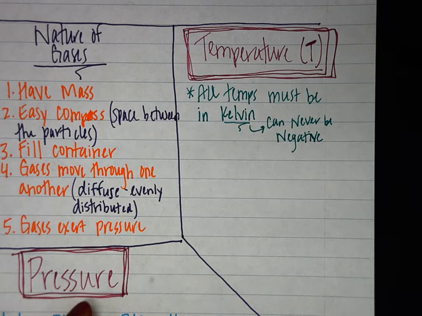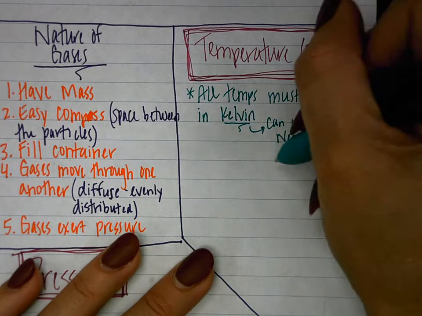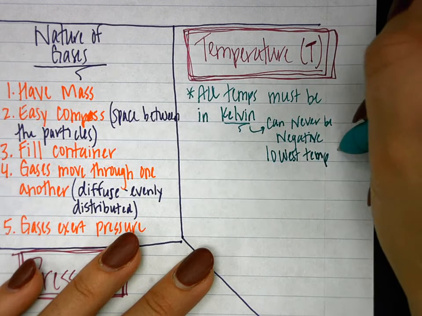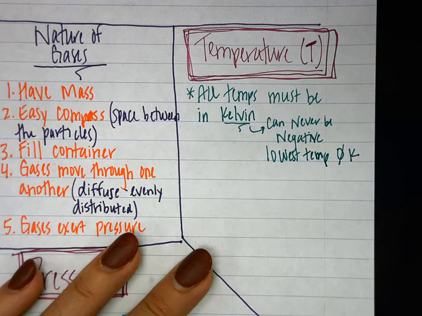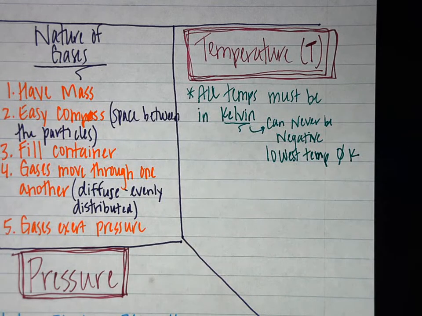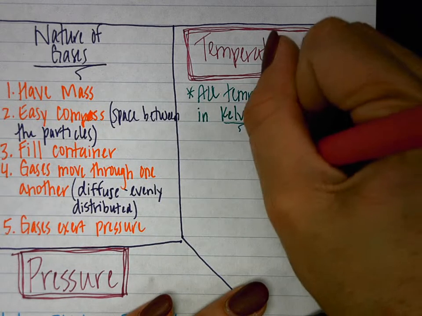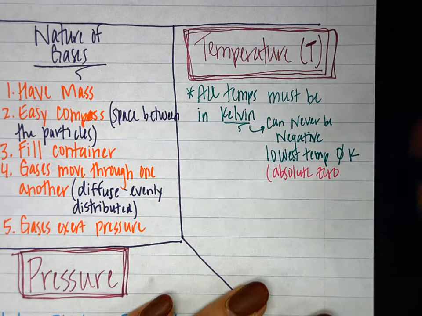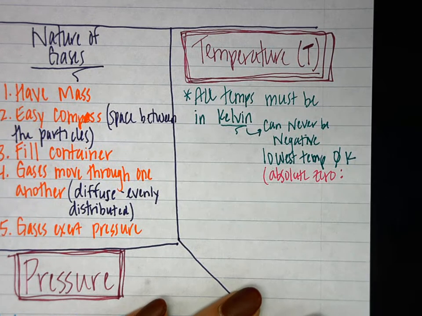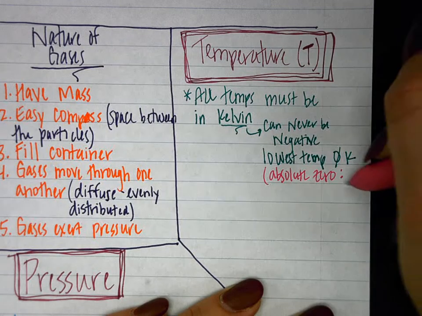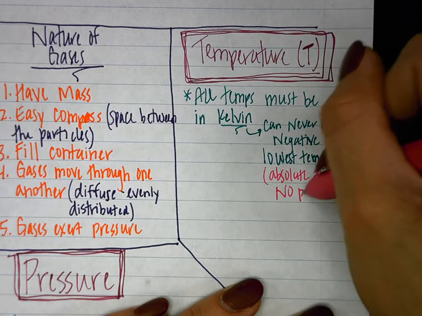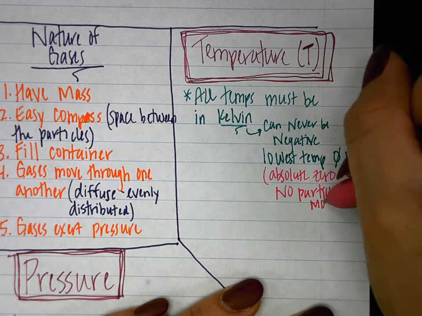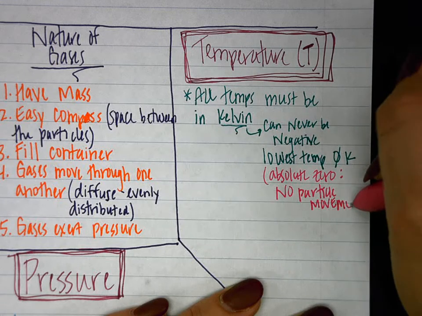Okay, that's impossible. Why? The lowest temp in Kelvin is 0 Kelvin. Okay, this is referred to as absolute 0. And this is where there's no particle movement at all. Everything stops.